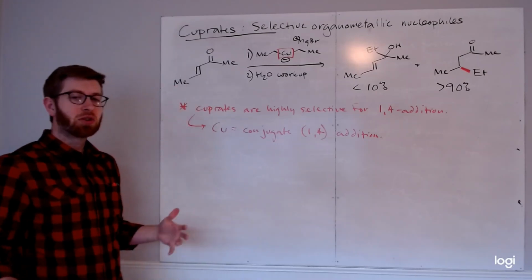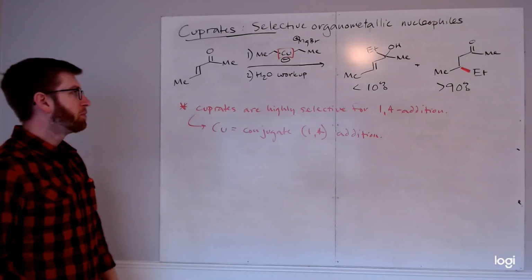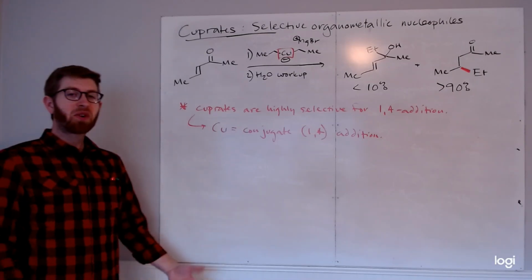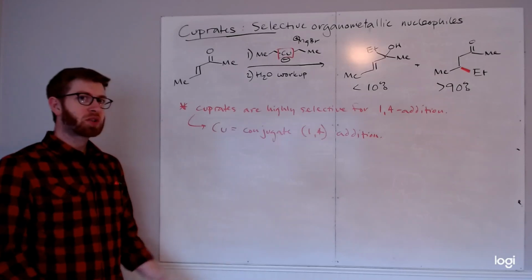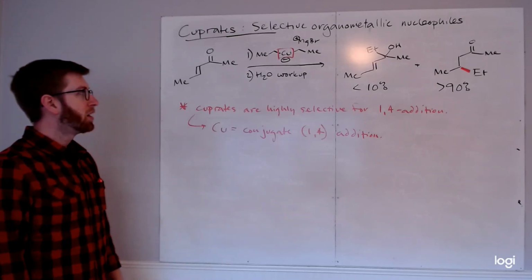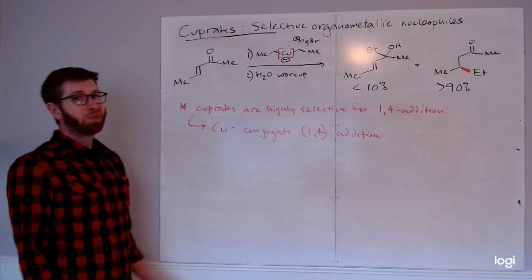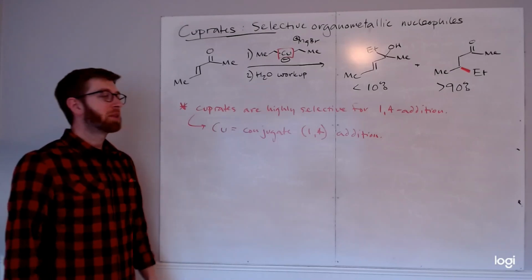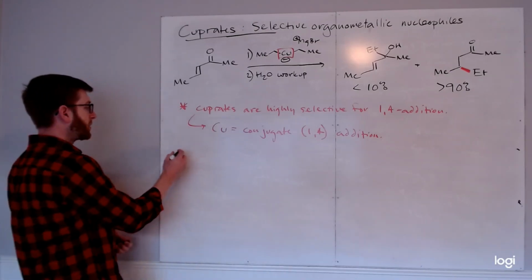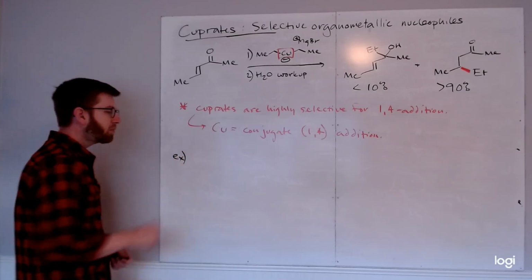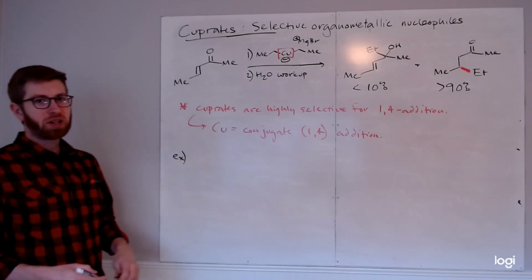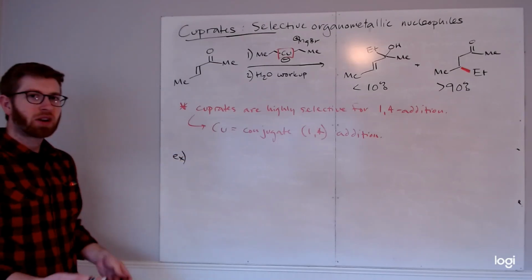Like, the reasons could potentially change. So this is one of those maybe a little dissatisfying areas where it's a reaction we know works well. It's worth having in your tool belt, especially for synthetic problems, but we don't have a great idea about why it's happening. So let's look at a couple of other examples where we use cuprates to do these 1,4 additions for alpha, beta unsaturated carbonyls.